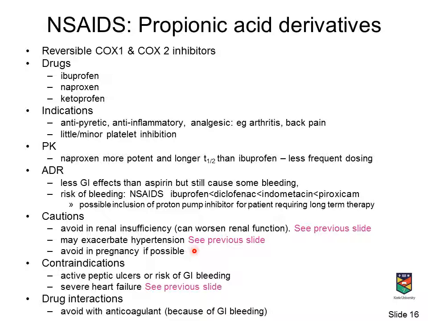Try to avoid them in pregnancy if we can. Paracetamol might be a better alternative. And then some contraindications. If patients have got active peptic ulcers, or you think they're highly likely to have GI bleeding, then obviously you don't want to use these drugs because it just makes the situation worse.